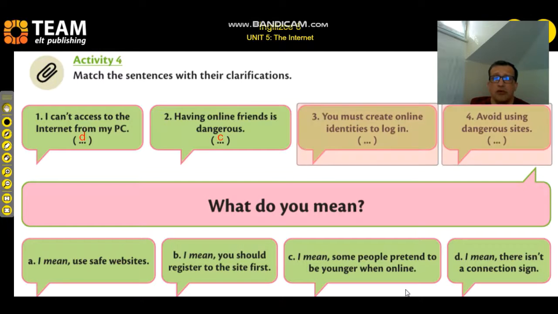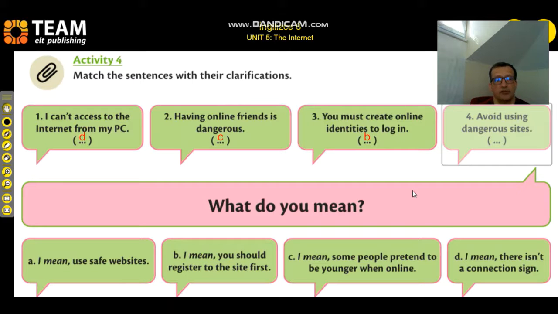Next one. Yes, you must create online identities to log in. Identity means kimlik. Okay, you must create online identities to log in. Yes, I mean, yes. What is the sentence to make the clarification? I mean, yes, you should register to the site first. Yes, register. Register kayıt olmak. You must create online identities to log in. Yani internet kimliği oluşturman gerekiyor. And this means kayıt olmak. Yes, register. Okay, let's check.